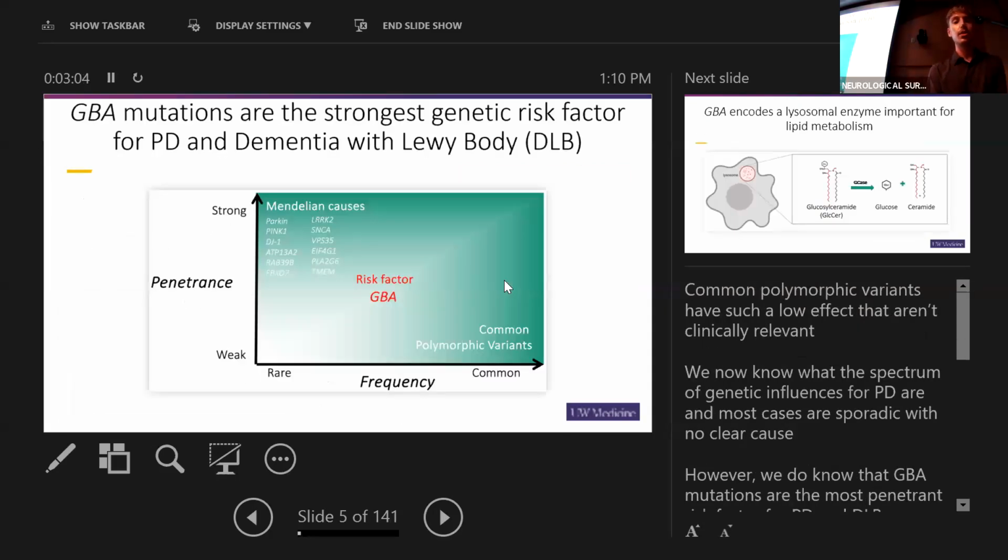GBA is known to be the strongest genetic risk factor for developing Parkinson's disease. This is important because it increases your risk of developing Parkinson's disease by up to 5 times, and approximately 10% of Parkinson's patients have this mutation. Other mutations, such as common polymorphic variants, have little effect on developing the disease, so they're not as clinically relevant.